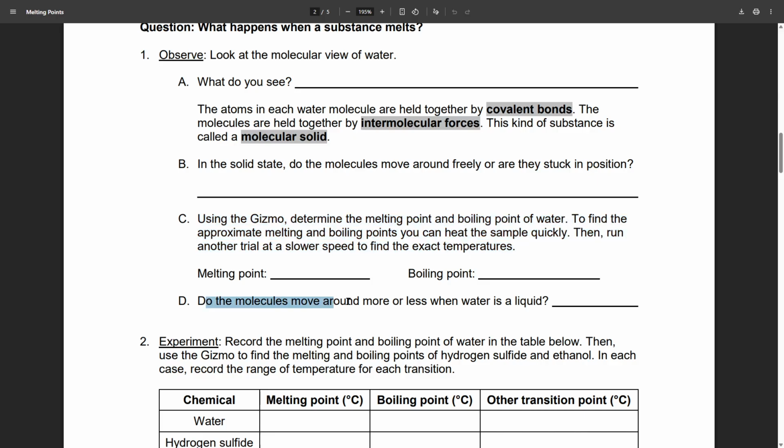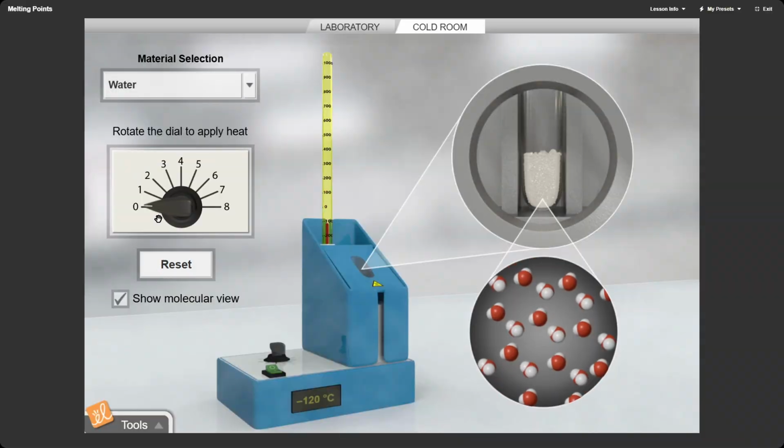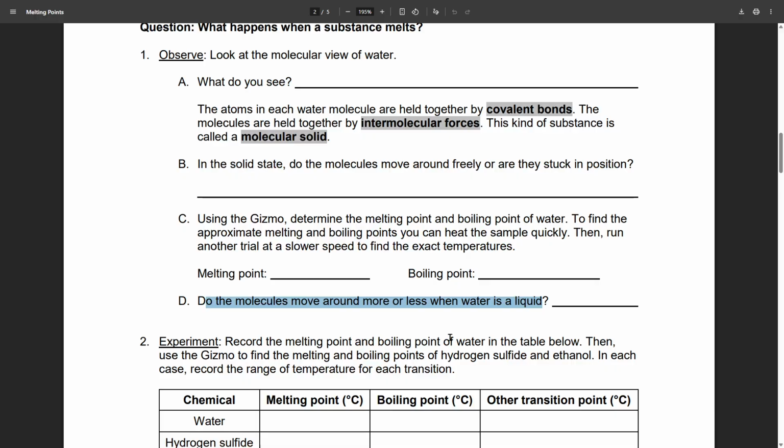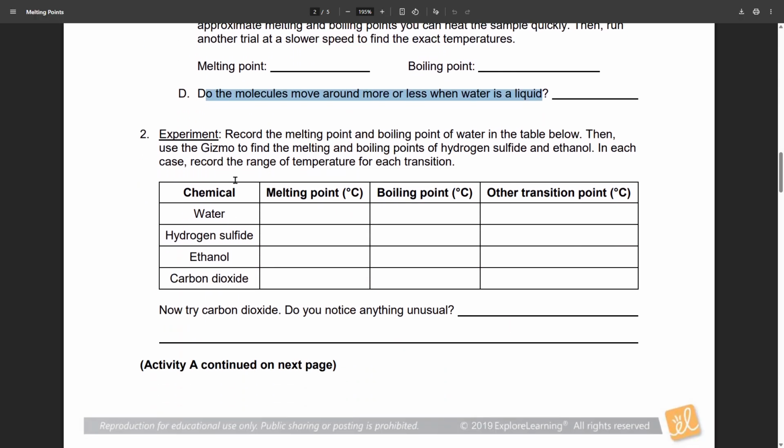Do the molecules move around more or less when the water is a liquid? So compared to a solid, do the molecules move more here or when they are a liquid? Write down your answer in question 1D.